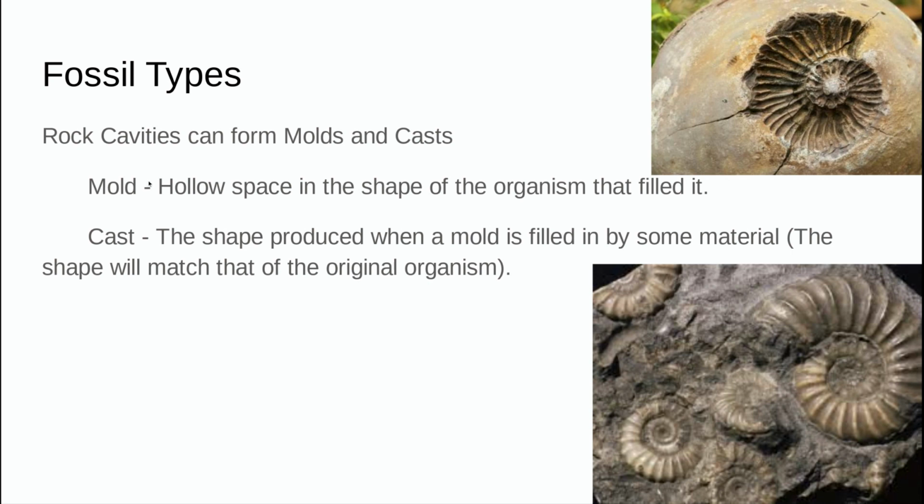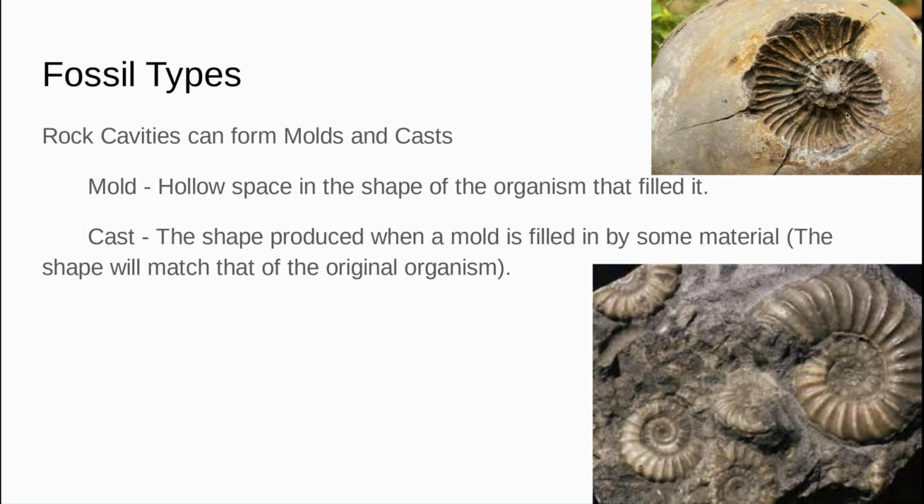A mold is that hollow space left behind when the original hard parts of the organism have dissolved away, but only after the hardened sediment around it turns into a rock. So if this were a chunk of sandstone, for example, then the seashell sitting inside is now gone. It's dissolved away, but the sandstone itself continues to have the shape of that seashell.